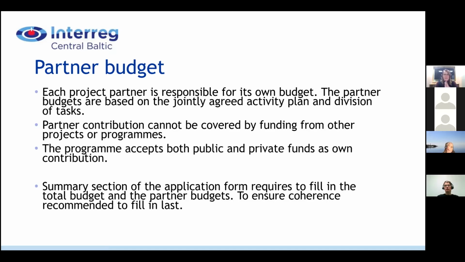And generally, the partner budgets are based on these jointly agreed activity plans and divisions of tasks. We have to remember that the partner contribution cannot be covered by funding from other projects or programs, and the program accepts both public and private funds as own contribution. So that is possible. And here I also remind that in the summary section of the application form, it will be needed to fill in also the total budget and the partner budgets, the best estimate.